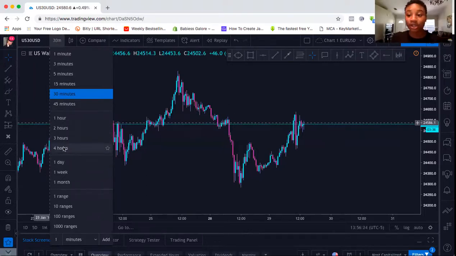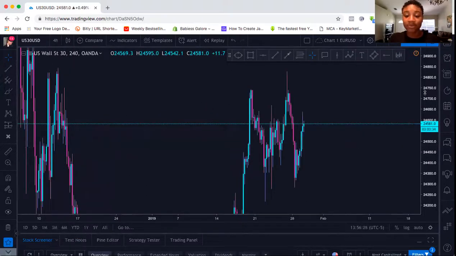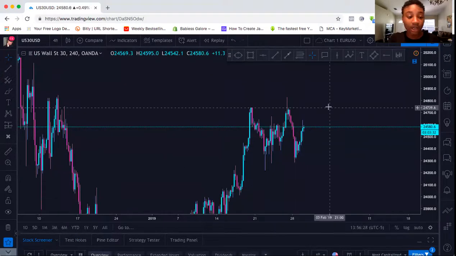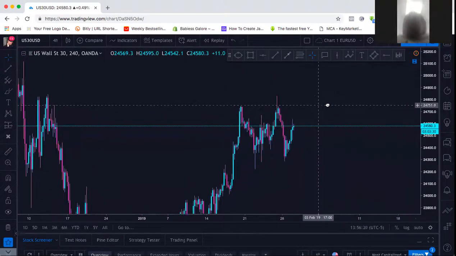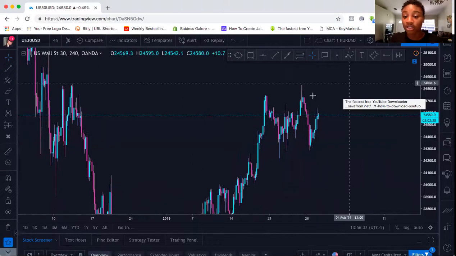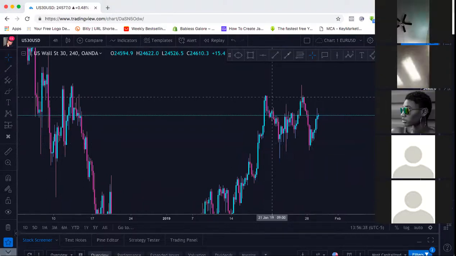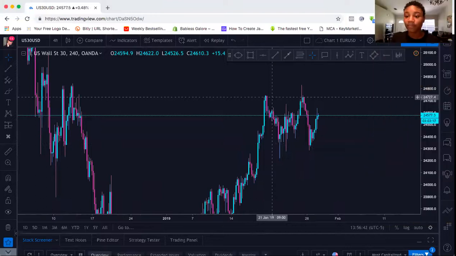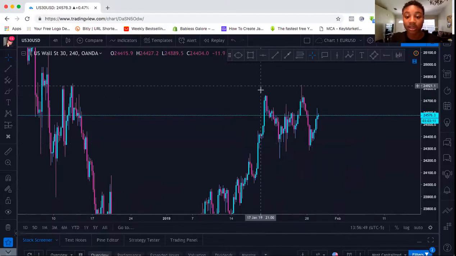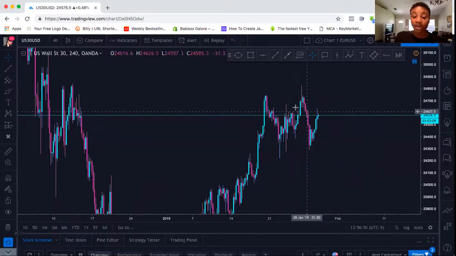So how I started with US30, I believe, I started on the 4-hour time frame. I really just focused on this area here. So yeah, I pretty much just focused on this area here.